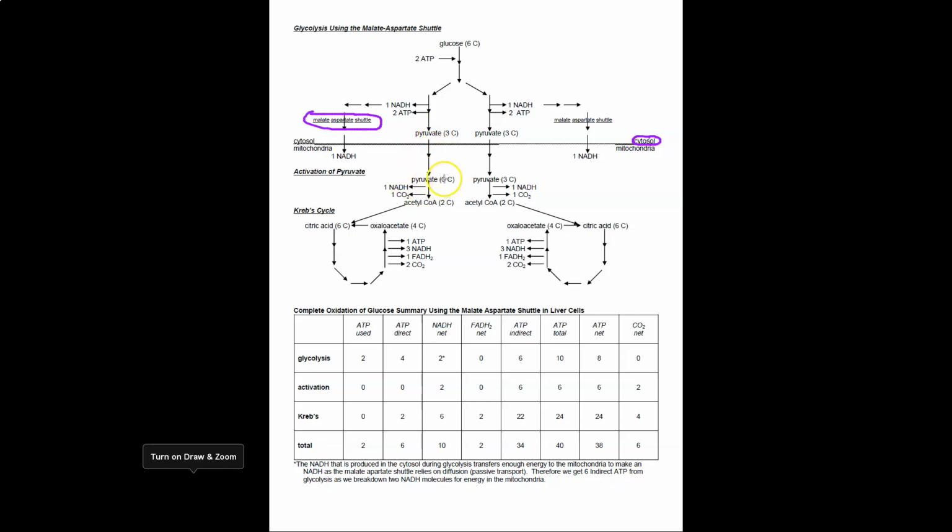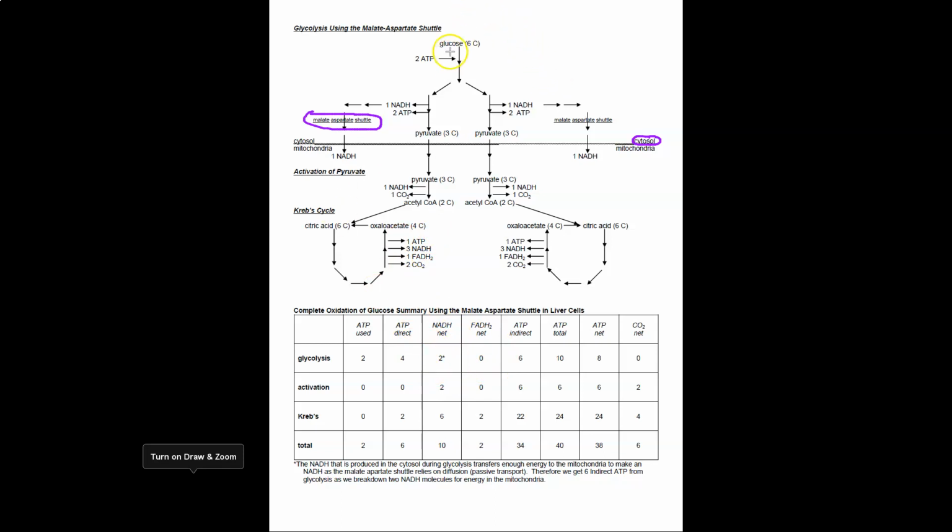And then we activate pyruvate by turning it to acetyl coenzyme A. I get 1 NADH in that process, and I get 1 CO2. Since I made 2 pyruvate molecules from my 1 glucose, right, then I have 2 acetyl coenzyme A's. Those form with oxaloacetate to make citric acid. I go through my Krebs cycle, and for every 1 turn of the Krebs cycle, I get 1 ATP, 3 NADHs, 1 FADH2, and 2 CO2s.